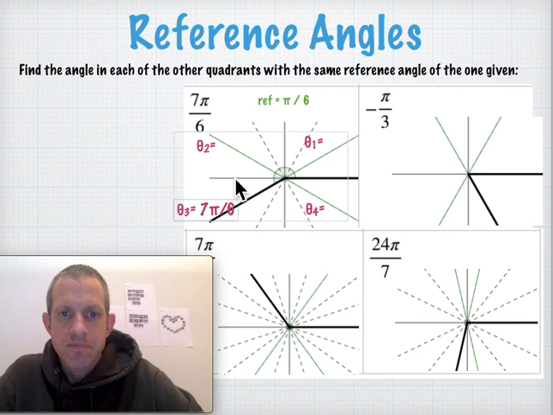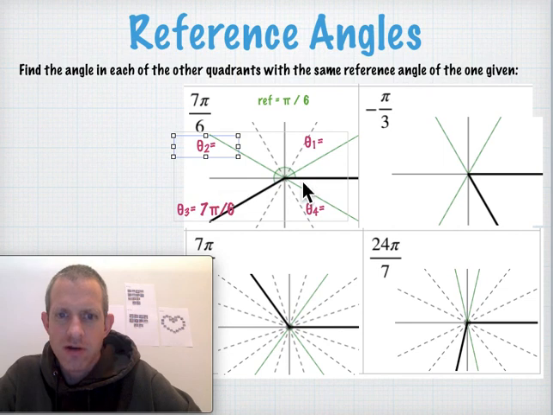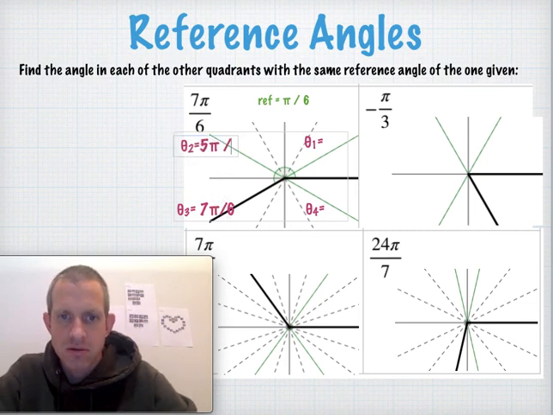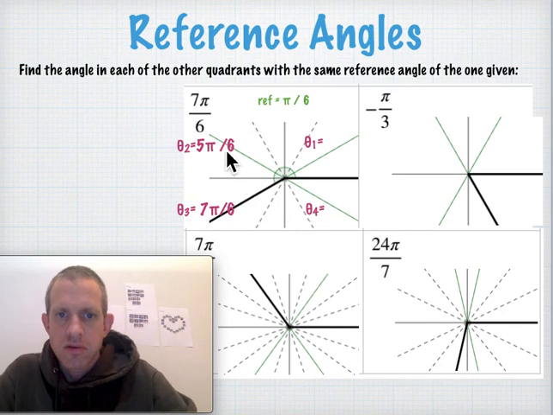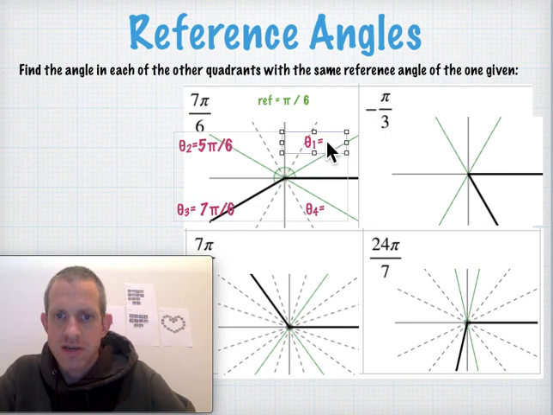And up here, this would be one less than this. It's kind of important to know what is all the way across. So that is 6 pi sixths. So if I subtract one of those away, that would give me 5 pi sixths. In quadrant 1, the angle is simply the reference angle. So that would be 1 pi sixths.